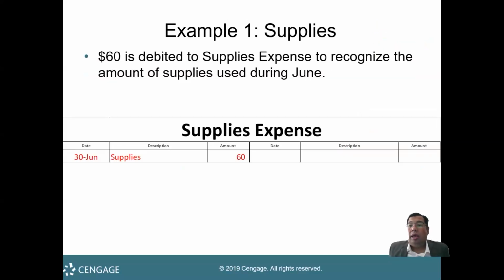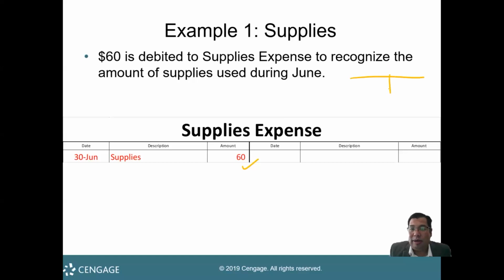Okay. And then what happened to the 60? I'm going to debit that one as another account. I have another account, I call it supply expend. This is the expenditure or expenses incurred for the month of June. I have a new type of expend, supply expend. I'm going to debit this by 60.